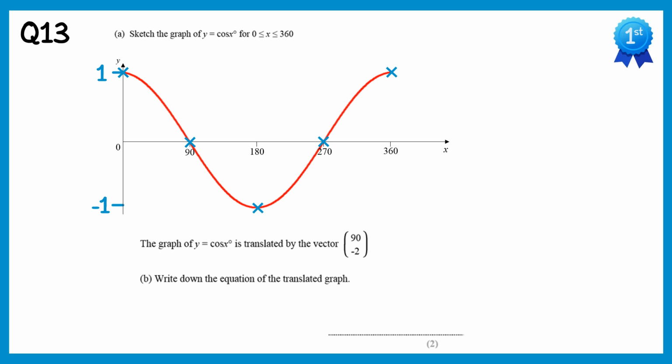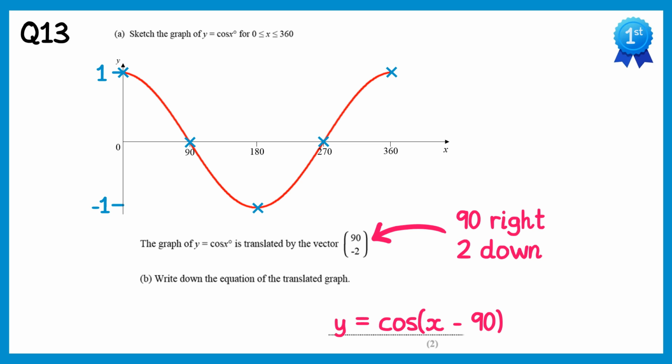For part B, we have a vector. The top number tells us that we're moving 90 to the right, and the bottom number tells us it's 2 down. This means if we write out the formula, that x would be replaced with x minus 90, and then to move it down, you just take away 2.